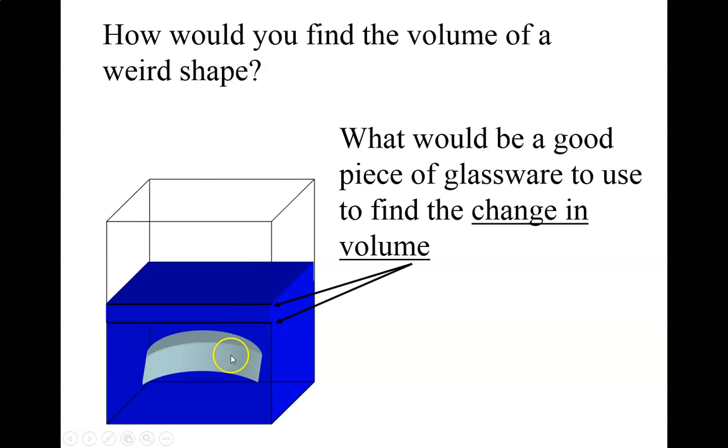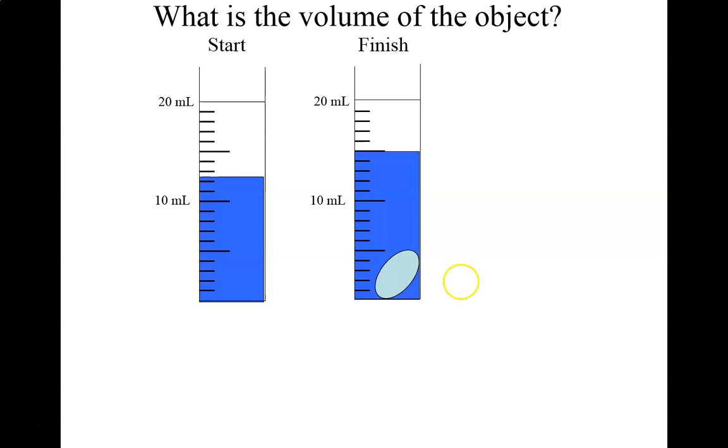So if I wanted to note the change in volume, what piece of glassware is very good for measuring volumes of liquids? It is a type of cylinder. I'll give you a hint. It's graduated. Do you have it by now? It's a graduated cylinder.